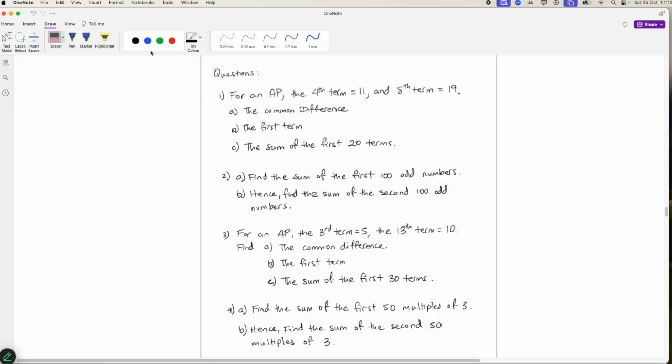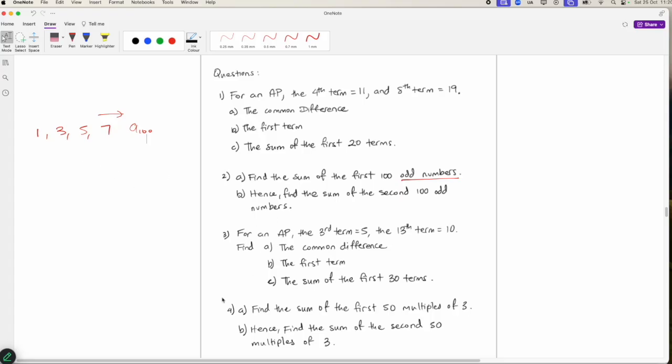And the next class. Excuse me, when I say the first 100 odd numbers, do you mean all the odd numbers in 100? No, the sum of the first 100 odd numbers. So we're just talking about the sequence of odd numbers, and I want the sum of the first 100. Oh, okay, I understand.